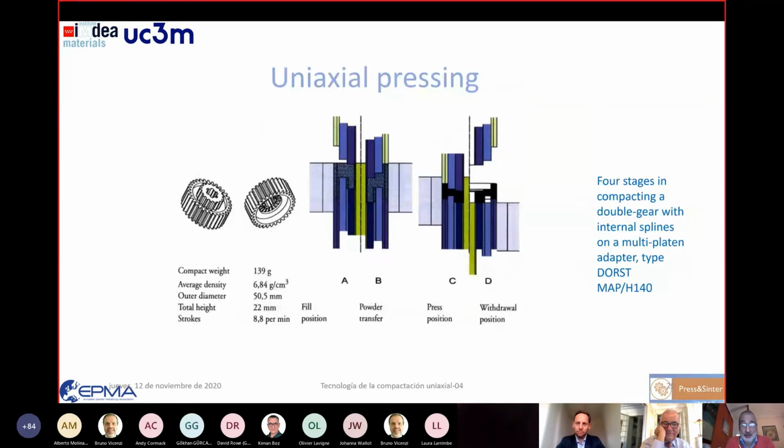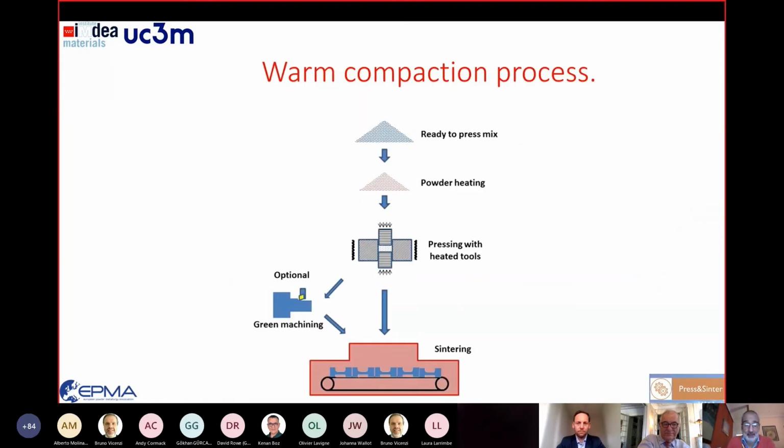Here we have one real example in a 4-stage compacting double gear multi-pattern adapter press from Dorst, in which, to produce this double gear with different levels in the part, we can use different punches on the top part of the die and in the bottom part of the die. We can assure applying similar pressure to all the powder. We can adjust the density, the homogeneous density, in the whole part. This homogeneous density is good for the next step, which is sintering.